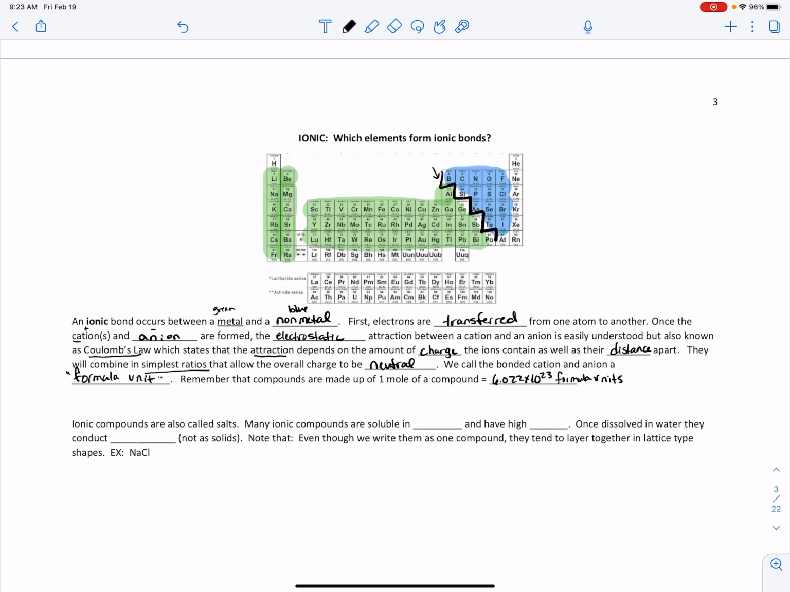Ionic compounds are also called salts. So generically we use salt at the table, that is NaCl, which was on the previous page. You probably already know that. Many ionic compounds are soluble in, well, what does NaCl dissolve in easily? Water. And they have high conductivity. Once dissolved in water, they conduct electricity.